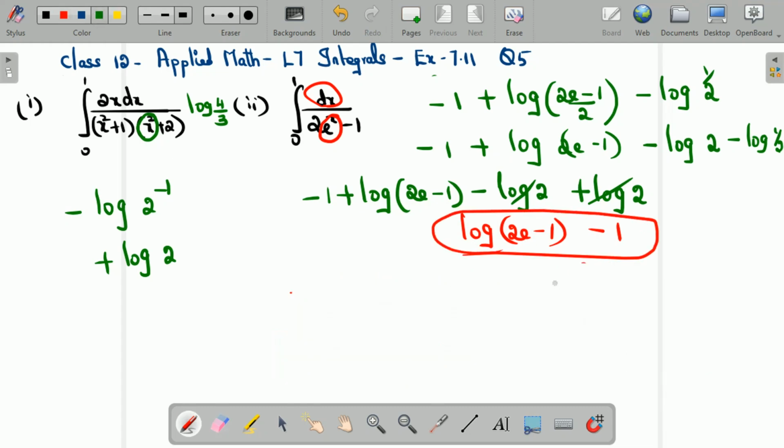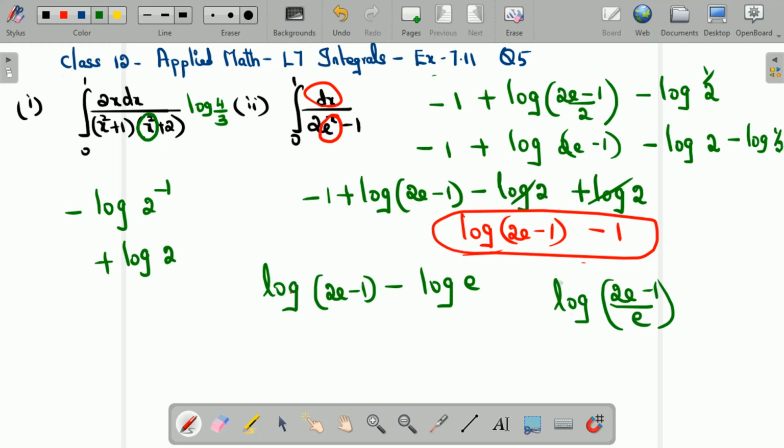An alternate method to simplify this is, 1 can be written as log e. So this is going to be log of 2e minus 1 minus log e, because log e is 1. So if I remodify, this is going to be log of 2e minus 1 by e. See, either you can leave your answer in the previous version or in this version, both mean the same.